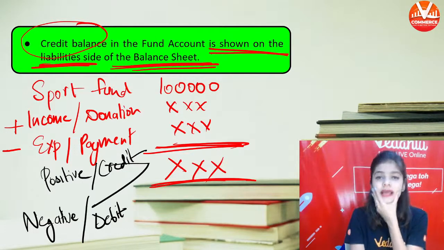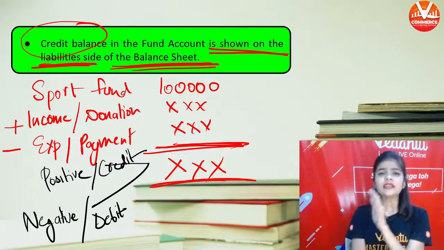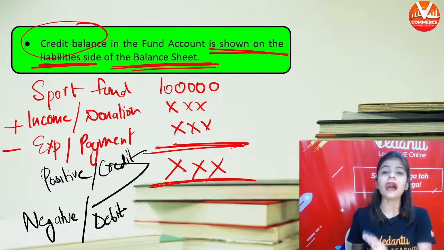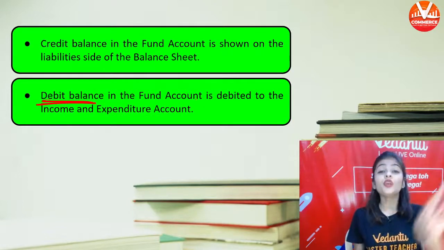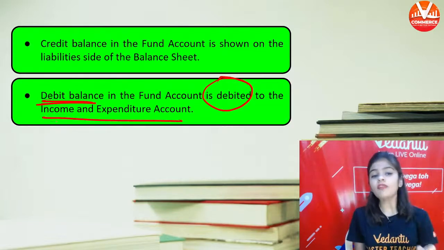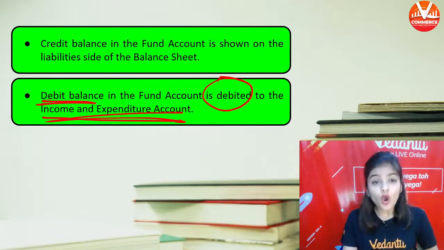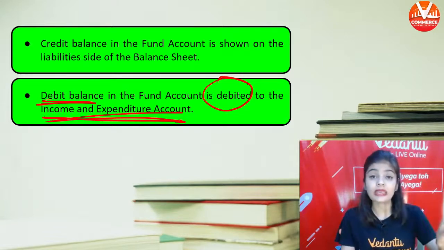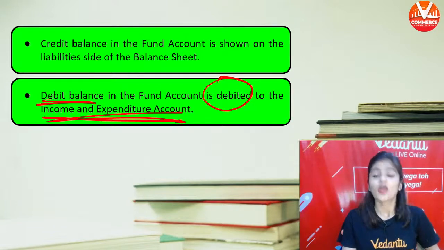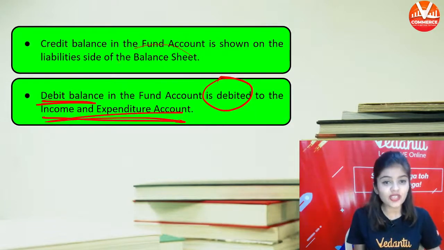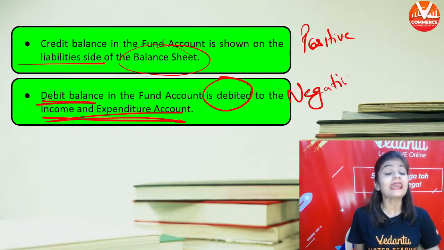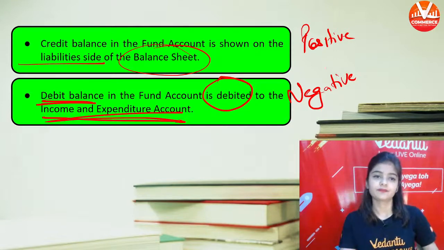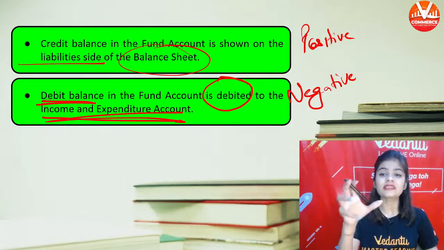But what if the answer is negative? अगर आंसर गलती से नेगेटिव आ जाता है, if it is debit balance, then what we will do? तब क्या करेंगे? So if your answer is negative, if it is debit balance, you will record it on the debit side of the income and expenditure account. तो हम लोग उसको बैलेंस शीट में नहीं रिकॉर्ड करेंगे, इनकम एंड एक्सपेंडिचर अकाउंट में रिकॉर्ड करेंगे. So positive balance is recorded in the balance sheet, liability side, and negative balance is recorded in the income and expenditure account, debit side. This is your fund-based accounting.